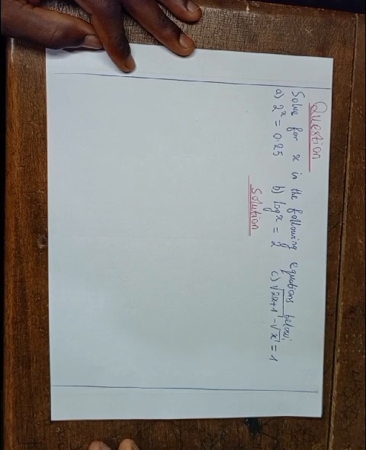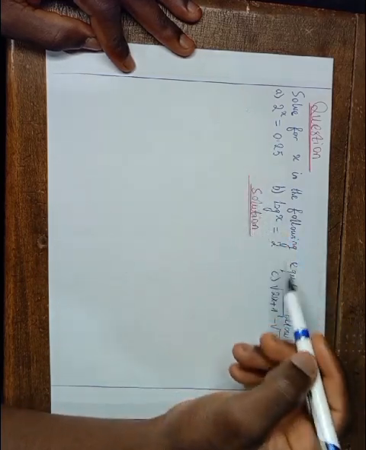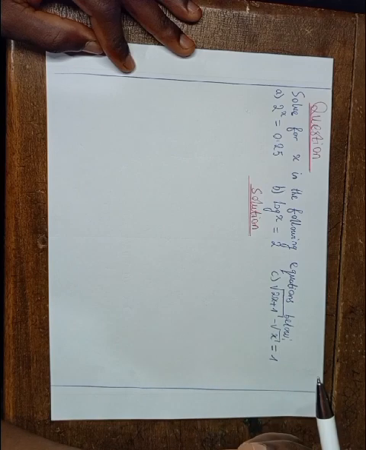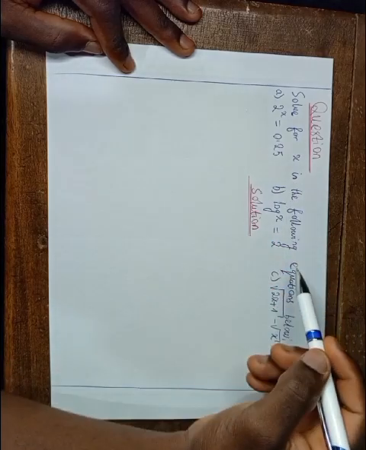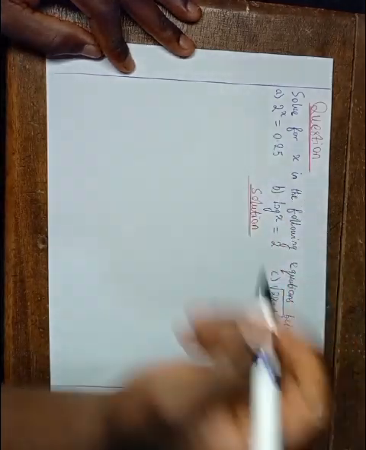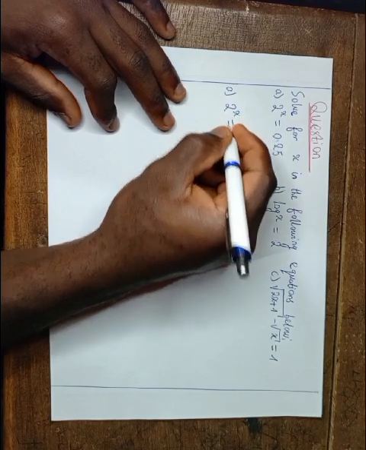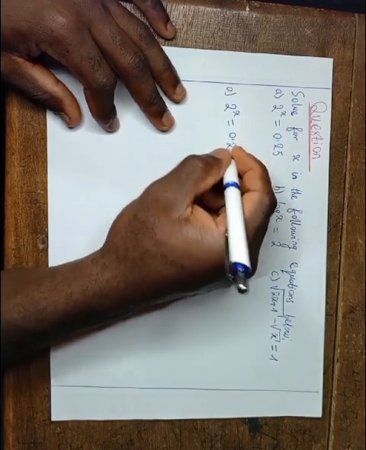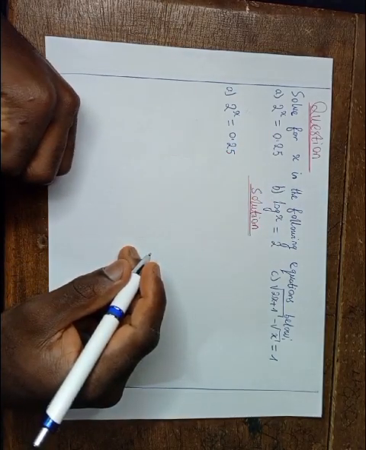Today, we are going to start with our first tutorial video. As you can see, we are going to answer these questions displayed in front of us. It says, solve for x in the following equations below. Question A, we have 2 to the power x is equal to 0.25. We have to answer this question.